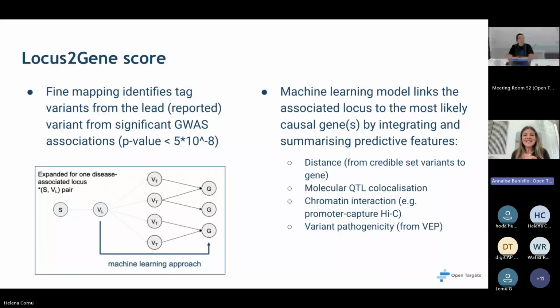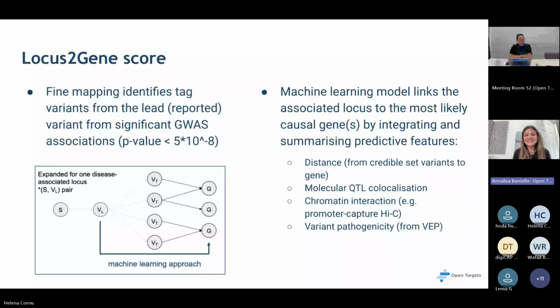So how do we build target disease evidence from this credible set, this unit, which can be a proxy of a locus? As I told you, we have developed this very nice machine learning method. The method has been trained using different features: distance, molecular QTL co-localization, chromatin interaction, and VEP, the Ensembl resource at EBI that predicts variant effect using different plugins.